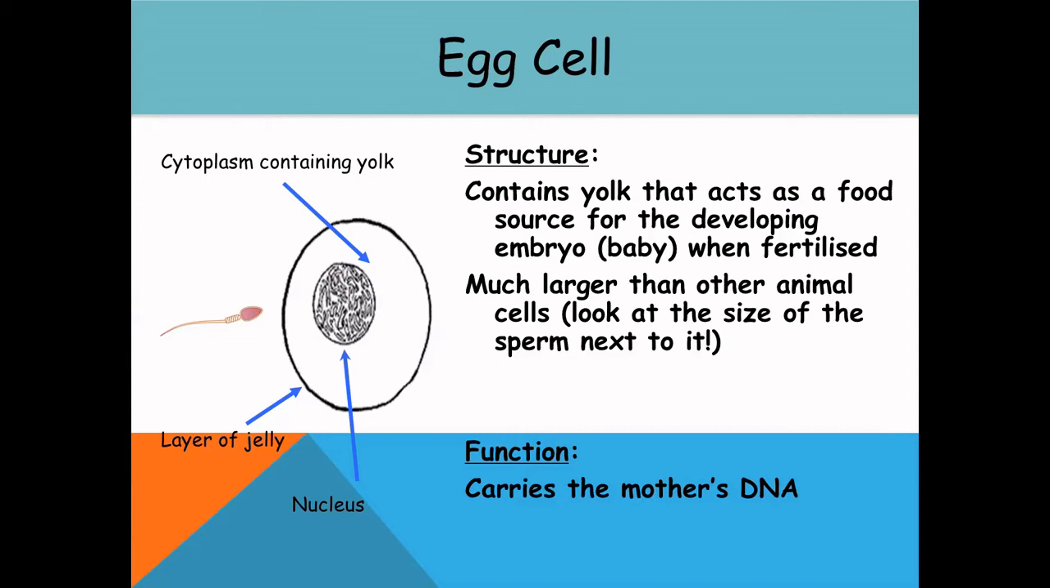Sperm cell has a long tail and carries the father's DNA. Egg cell has a yolk. What is this yolk for? The yolk is acting as a food source for the developing baby or the embryo when they fertilize. And number 5, it carries the mother's DNA.